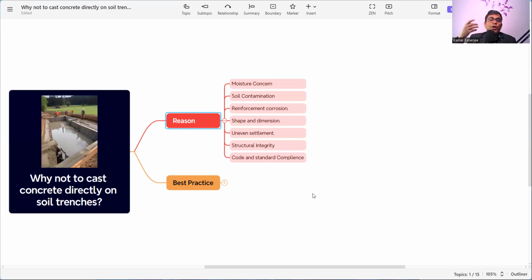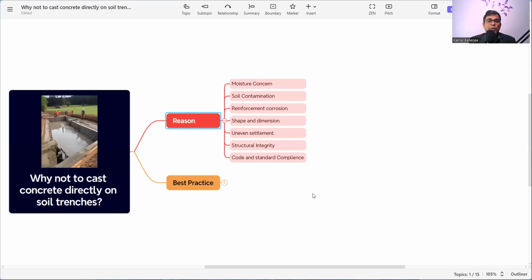So these are all the concerns: moisture, soil contamination, reinforcement corrosion, shape and dimension, and uneven settlement. This will ultimately ruin the structural integrity, because if we are not getting the concrete as per our design or requirement, we will not achieve structural integrity, and then the whole system is not safe or durable. Whatever our purpose to make a durable and robust structure, that will not happen if we directly place the concrete on the soil.